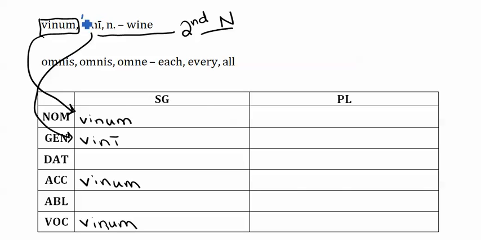Next thing I want to think about is what's my stem. So I go to the genitive singular and I look at everything in front of the ending. And my stem is spelled V-I-N. So I can write that in every spot that's still empty.